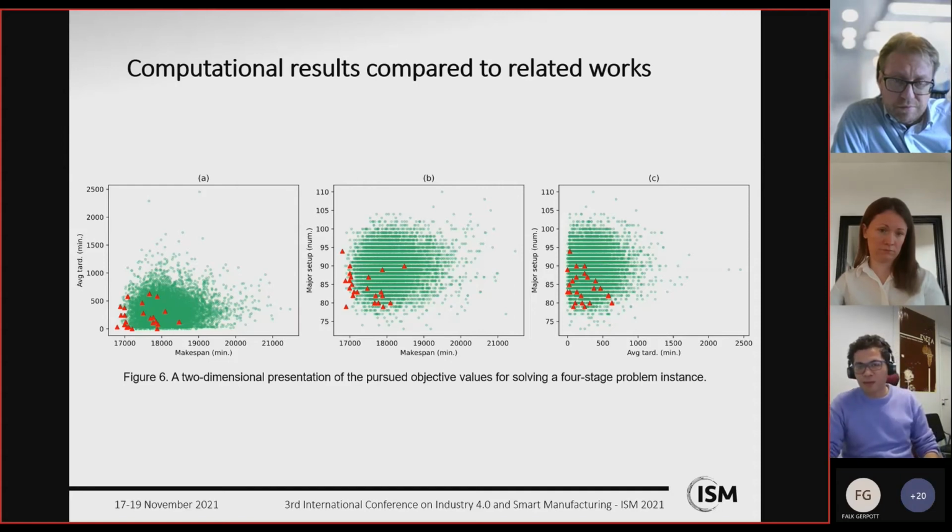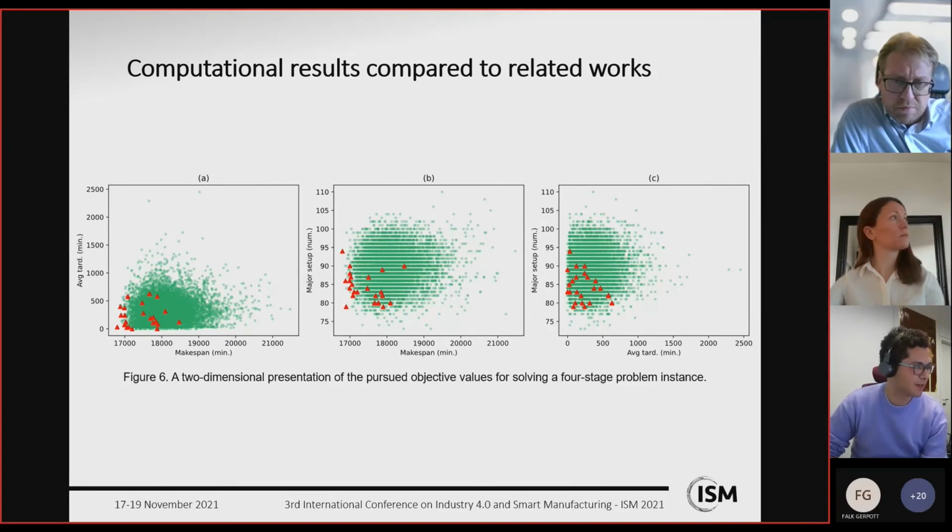While if I plot major setup times against the max span, I would notice a more conflicting nature of the objective values, since I see some of the best solutions, or non-dominated solutions, right in the middle. And if I plot the average tardiness against major setup times, I see completely conflicting natures of objective values.